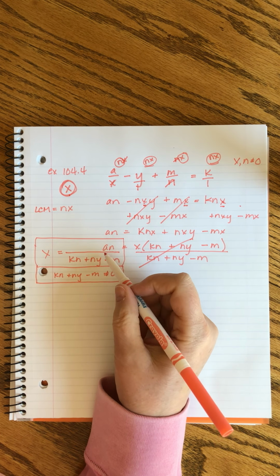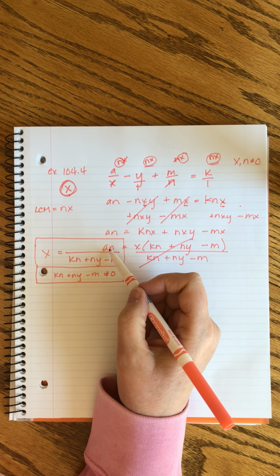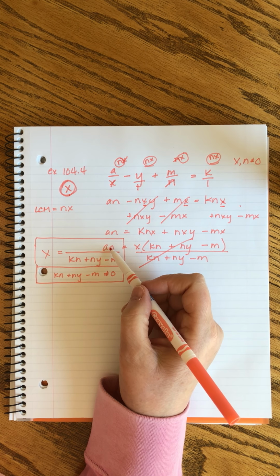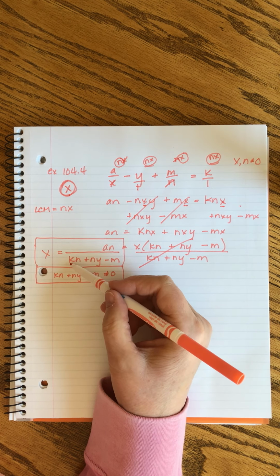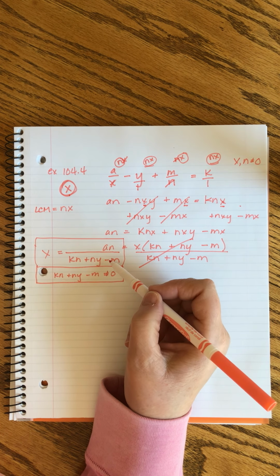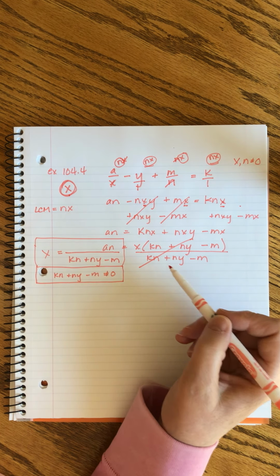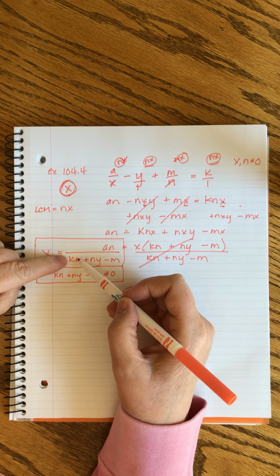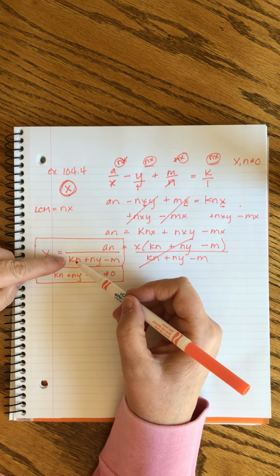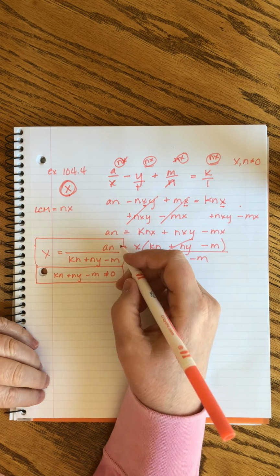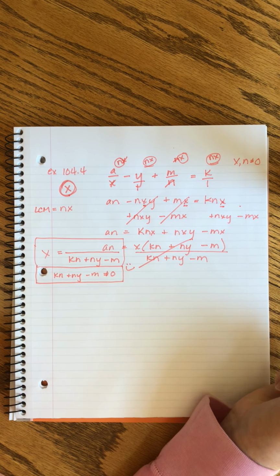And I'm just double checking. John's got his letters in slightly different order. He has NA, well, AN and NA are the same thing, over NK plus NY minus M. So these two letters are reversed. If the letters in the same term are just in a different order, that's okay, because in multiplication, order doesn't matter. So this is all absolutely fine.